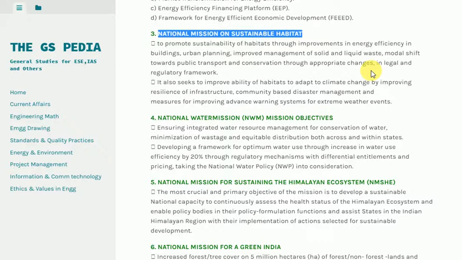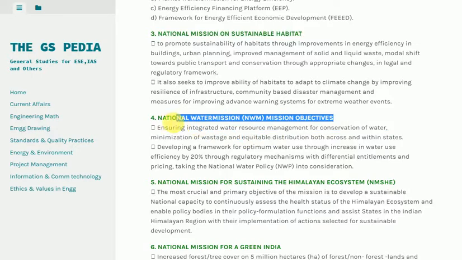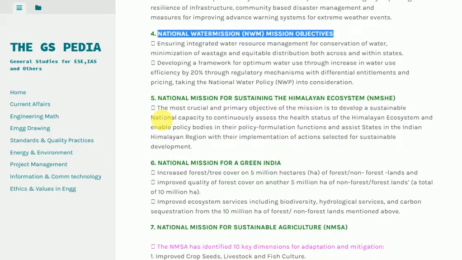4. National Water Mission (NWM) mission objectives. Ensuring integrated water resource management for conservation of water, minimization of wastage and equitable distribution both across and within states. Developing a framework for optimum water use through increase in water use efficiency by 20% through regulatory mechanisms with differential entitlements and pricing, taking the National Water Policy (NWP) into consideration.